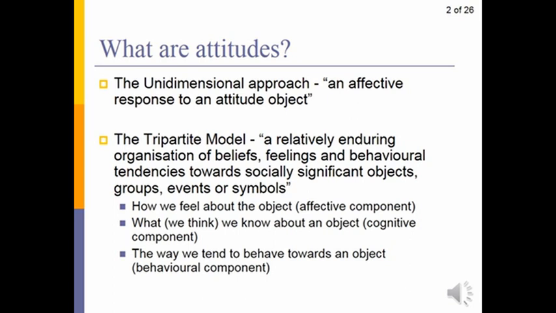So these days, when we talk about somebody's attitude, we tend to use what's called the tripartite model and say that attitude is a combination of how they feel about the thing, what they know about it, or what they think they know about it, because we don't always know the truth, and also how they've reacted to that thing in the past.